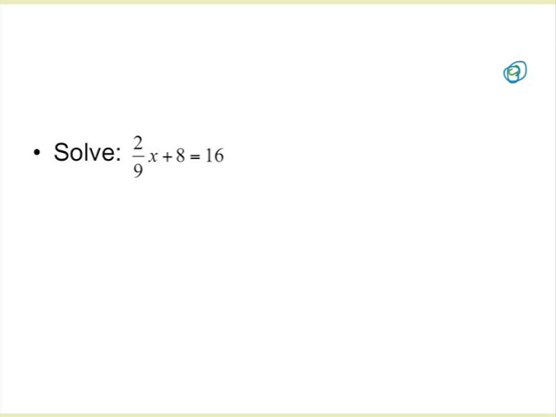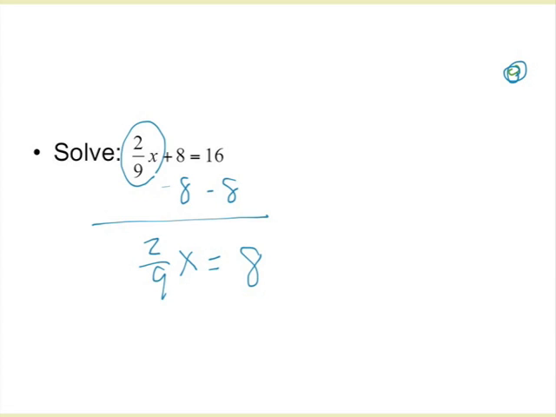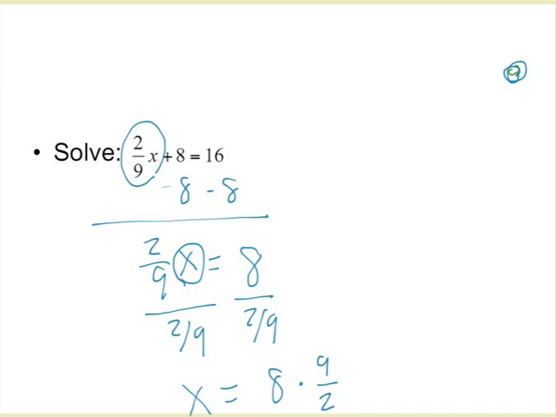Okay, so first thing I'm going to do is get the variable part alone. I'm going to do that by subtracting 8. Undo what's being done. So adding 8, we undo by subtracting 8. And that leaves just an 8 on the other side. Then I want to get the variable itself alone. It's being multiplied by 2/9, so I'm going to divide by 2/9. Dividing by 2/9 is the same thing as multiplying by 9/2. And that gives 36.